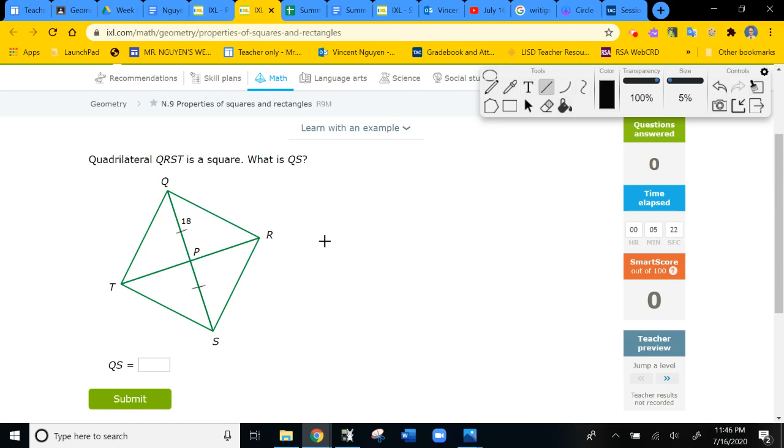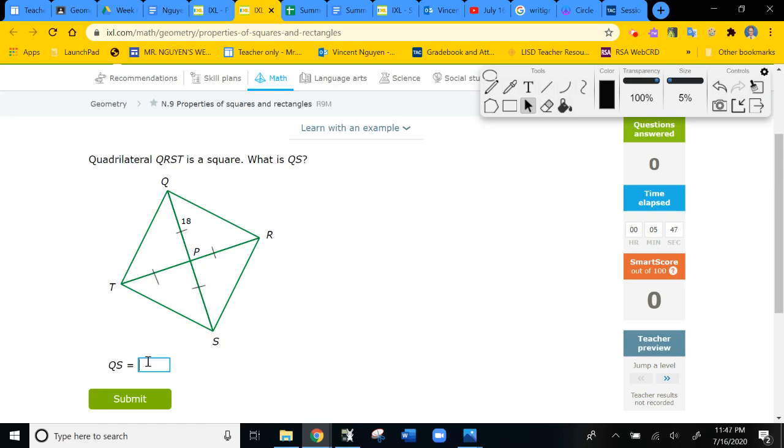But then there's something unique about the square, that these pieces are also equal, right? But the question is not asking for that. The question is asking for the whole thing. So we're going to take 18 and multiply it by 2, or we add 18 to it.